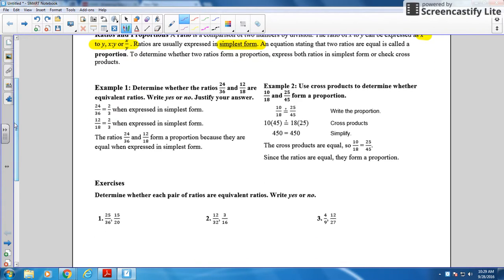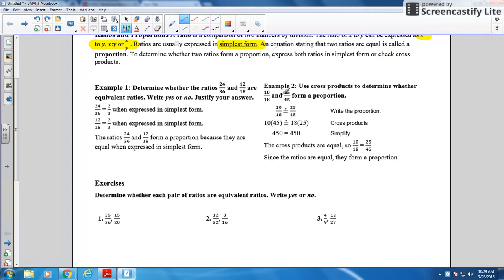So here we have an example. We're comparing 24/36 and 12/18 to see if they are equivalent. If I simplify 24/36, I get 2/3. If I simplify 12/18, I also get 2/3. So yes, those do form a proportion because they are equal.